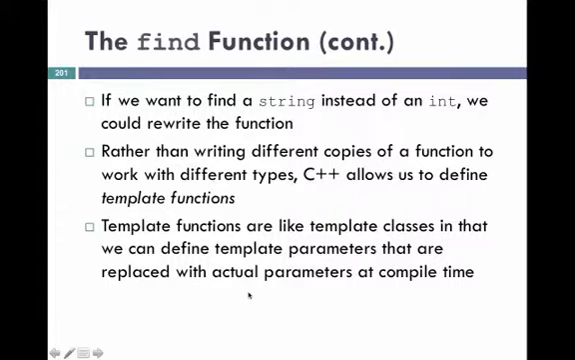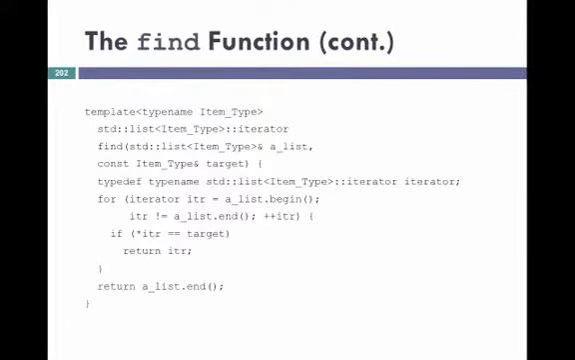And they're like template classes in that we can define template parameters that are replaced with the actual parameters at compile time. So just like we don't want to create a separate class for every type of item that we can store in a collection, we don't want to create or replicate a function and change it just to handle a different type. So let's look at an example.